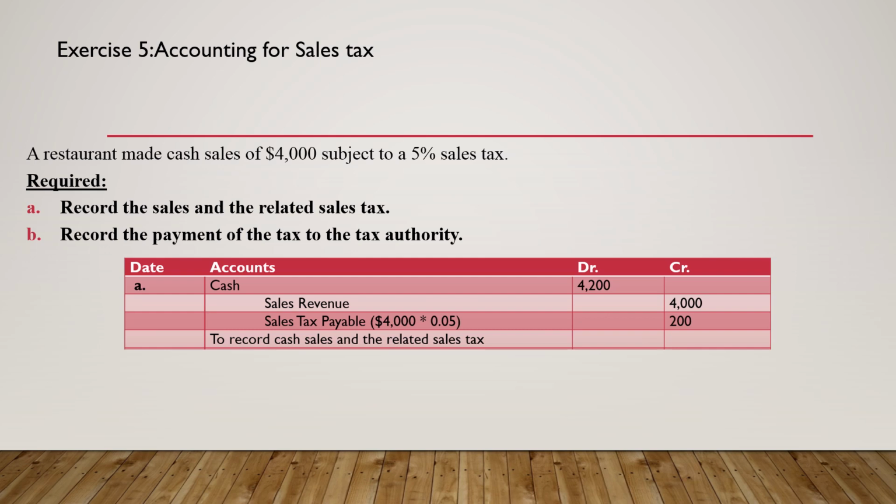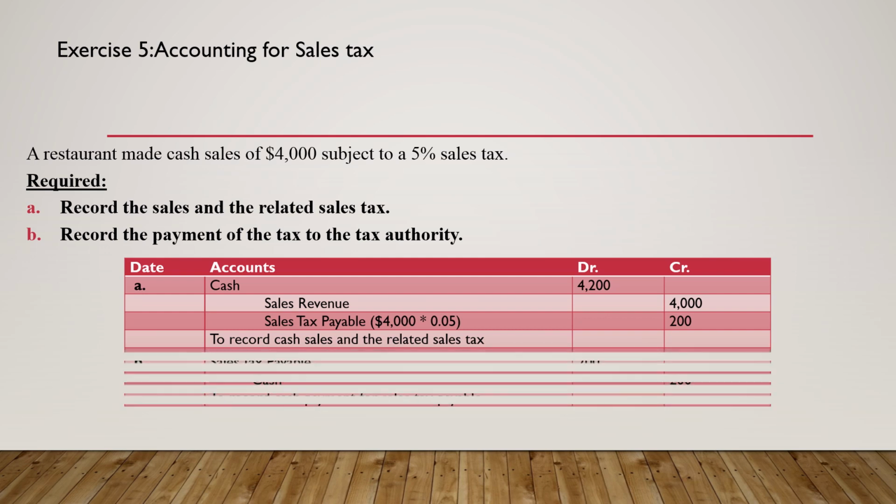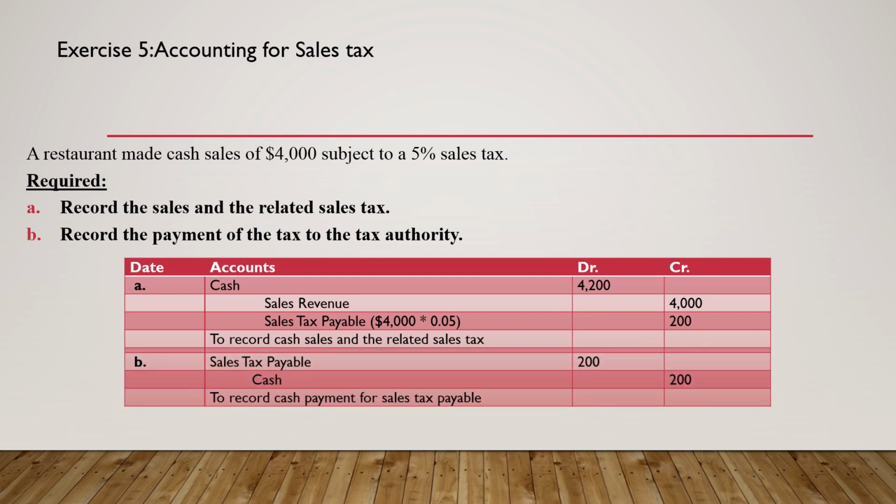Second entry to record the payment of the tax to the tax authority, I just decrease my liability. I'm paying cash, so debit sales tax paid and credit cash with the 200. So this is the cash payment for sales tax paid, and that's it.